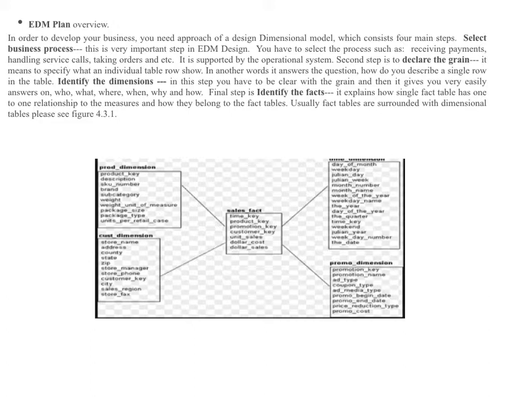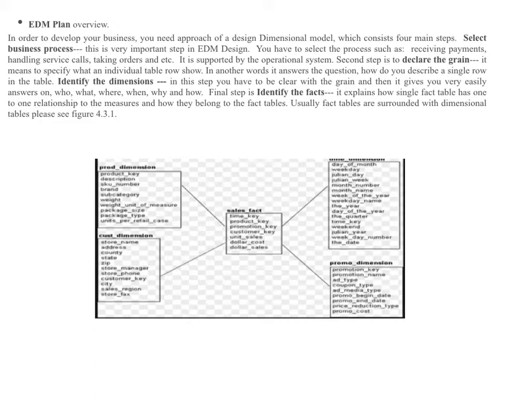Let's move to the third one, which is to identify the dimensions. In this step, you have to be clear with the grain, and then it gives you very easy answers on who, what, where, when, why, and how.